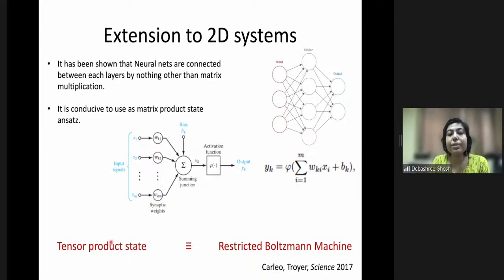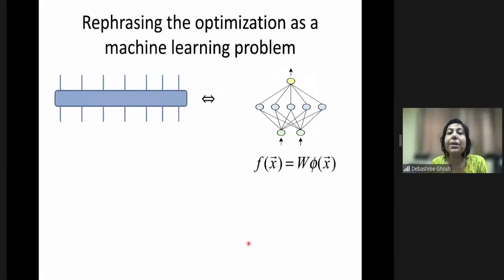So if a tensor product state can be represented by a neural network, it should be trainable. So we should be able to somehow use machine learning. Let's see how. Firstly, let me rephrase the optimization problem from a variational problem to a machine learning problem.